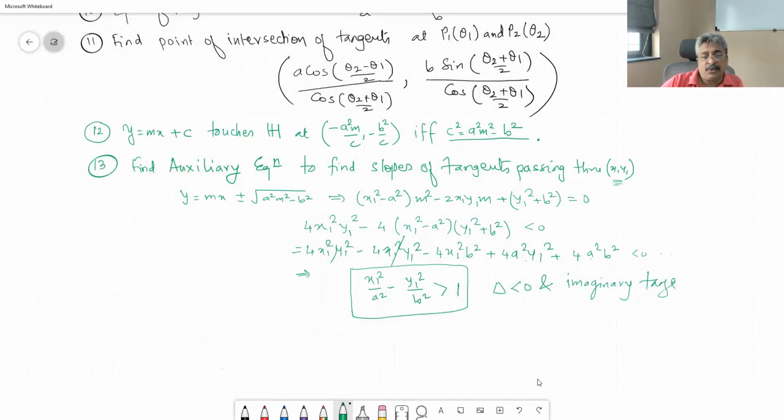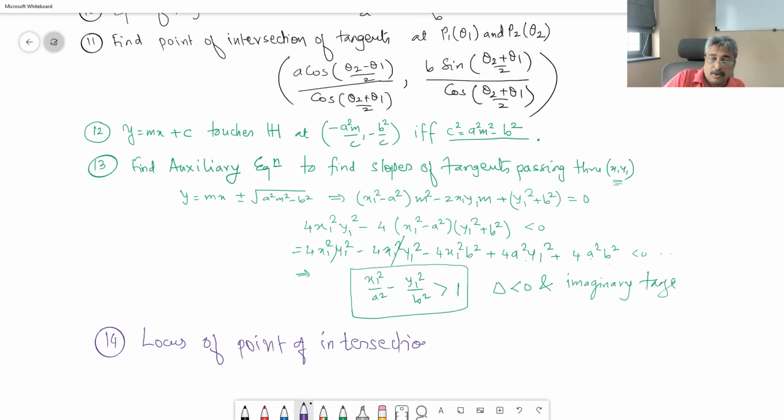Okay, another thing that we do with our auxiliary equation is, what is the locus of intersection of perpendicular tangents? 14. Locus of point of intersection of perpendicular tangents. What is the point of intersection of perpendicular tangents? What we should do is, where is our auxiliary equation? Here.